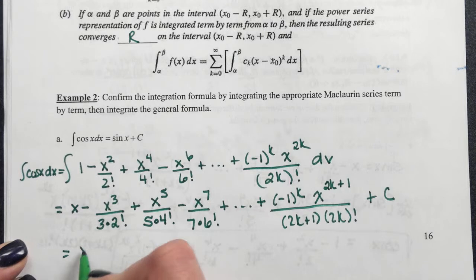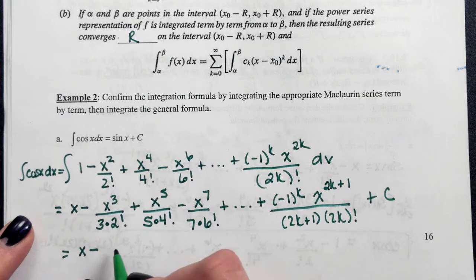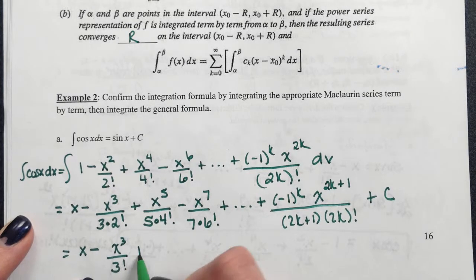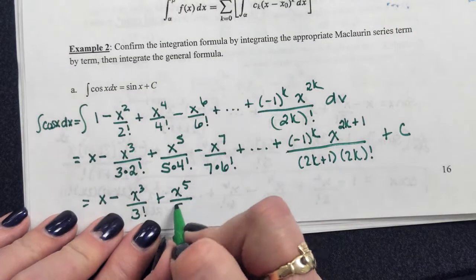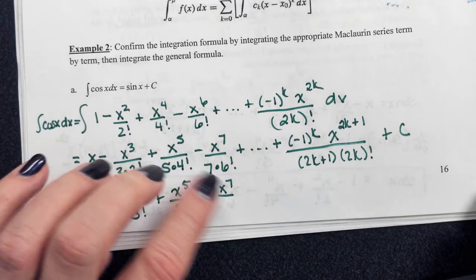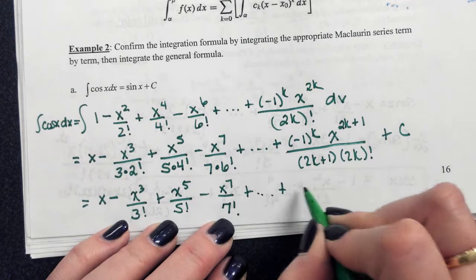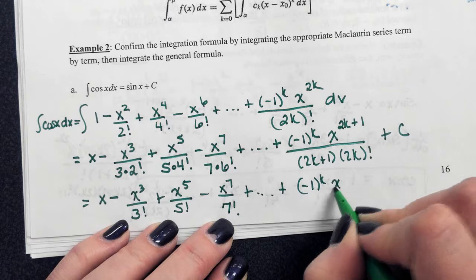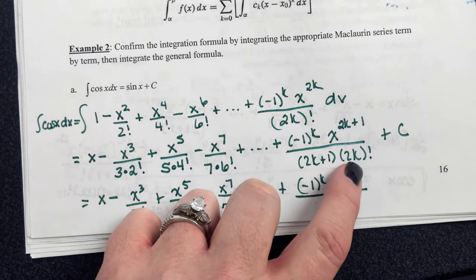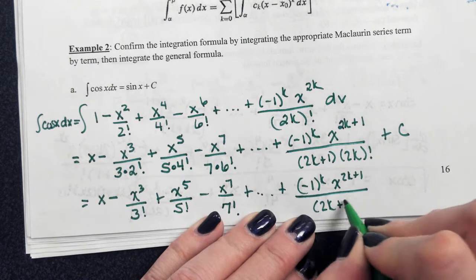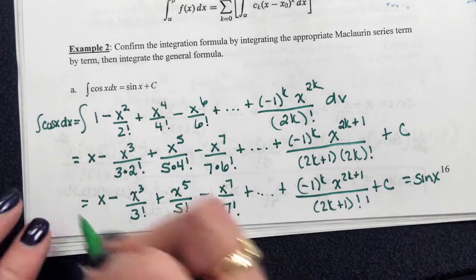So when I clean this up, what's another way to write 3 times 2 factorial in that denominator? That's going to be 3 factorial. Another way to write 5 times 4 factorial would be 5 factorial. Minus x to the 7th over 7 times 6 factorial I can write as 7 factorial. Plus dot dot dot plus negative 1 to the k, x to the 2k plus 1, all over, what's another way to write 2k plus 1 times 2k factorial? That's simply going to be 2k plus 1 factorial, plus c. So this is equal, as you can see, to your sine of x.